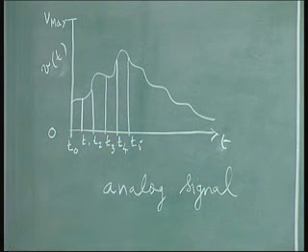So I monitor the value of the signal V of t at instants of time T0, T1, T2, T3, T4, as long as I am interested in the parameter. Such a signal is called a discrete time signal.